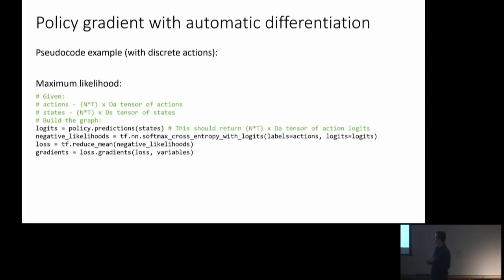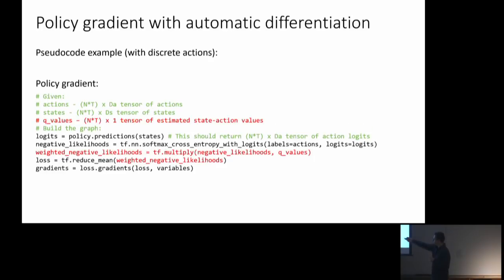So now if you want to turn it into policy gradient, you need your Q values, your rewards to go. And I'm assuming those are an n times t by 1 tensor of estimated state action values. So these are going to be these sums. I'm assuming someone already did the sums for me and just packed them into that tensor. And you can do that in NumPy. You don't need TensorFlow to compute the sum of rewards to go.